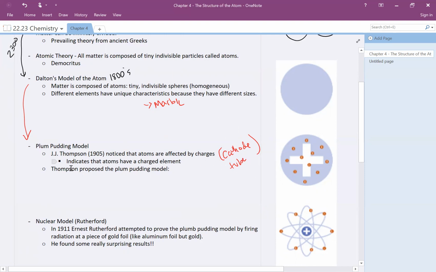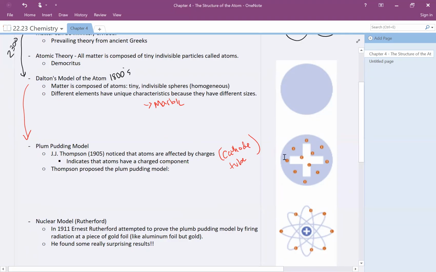This indicated to him that atoms have some charged component. I said the word element, I'm going to change element to some charged component. Element has a pretty specific definition in chemistry. So if the atoms are interacting with charges, that means they must have some kind of charge themselves. So he proposed what's known as the plum pudding model. And I have that picture right here to the right.